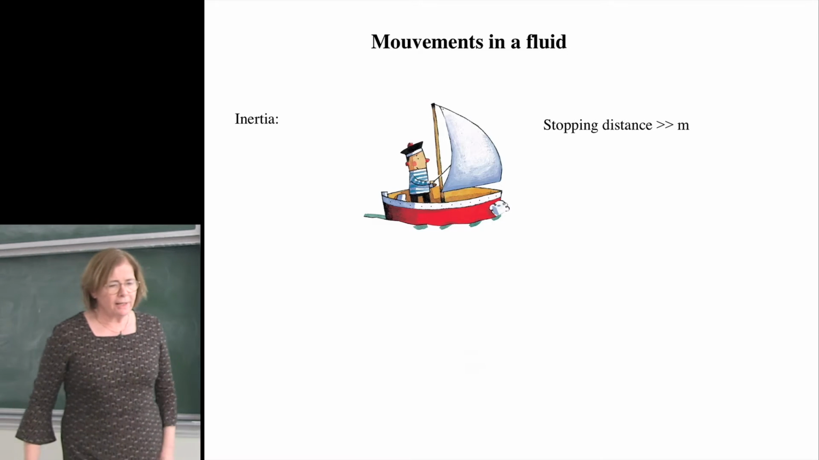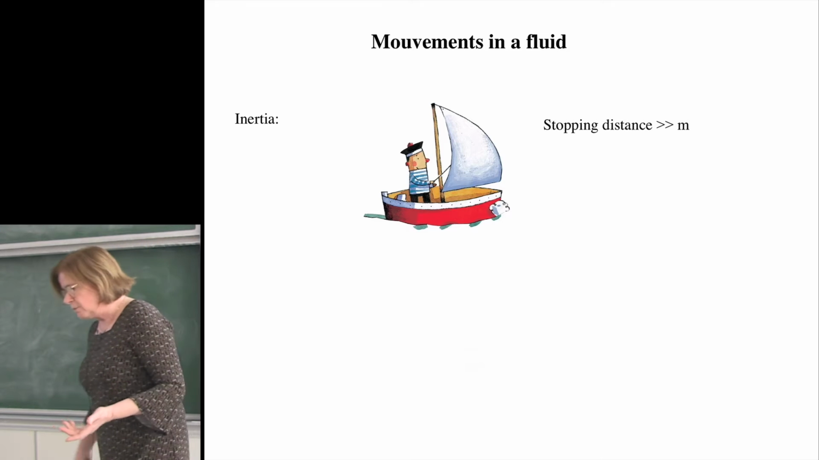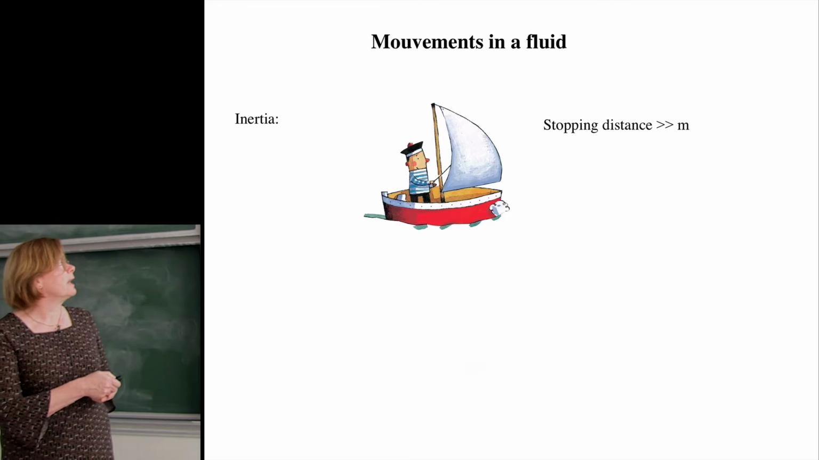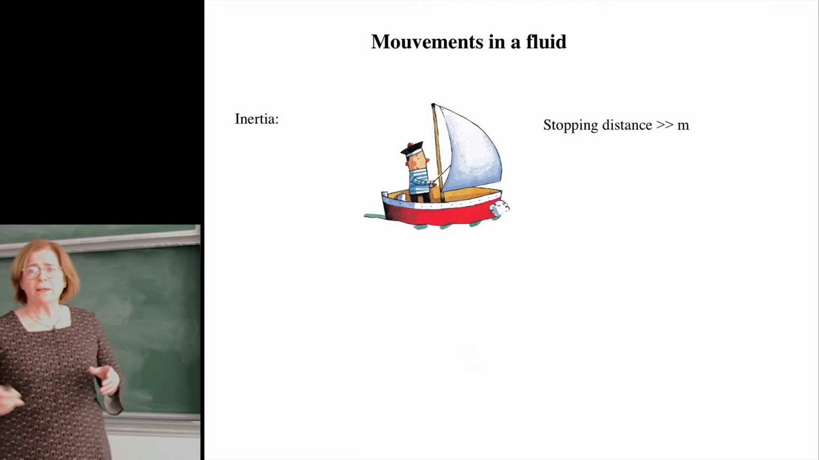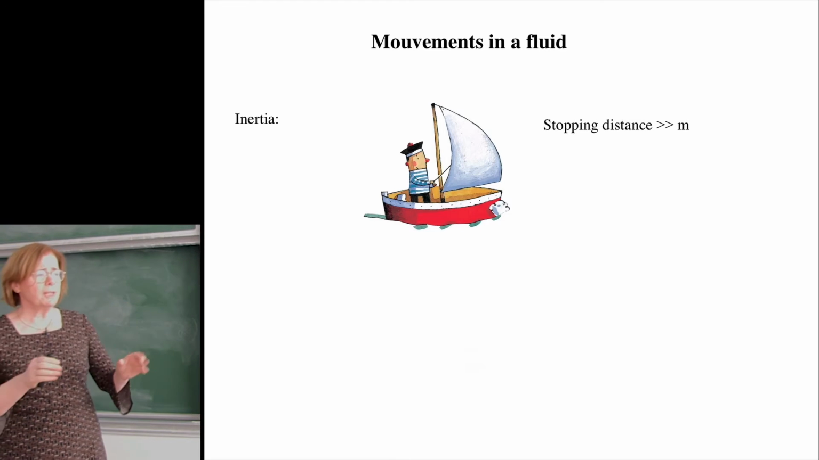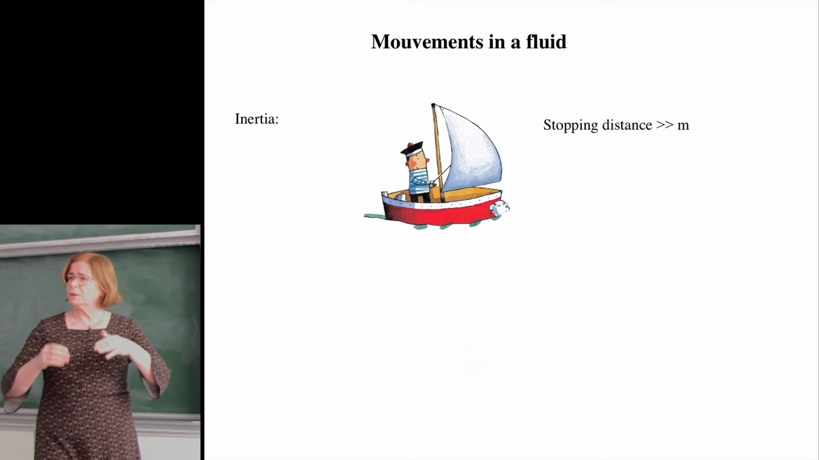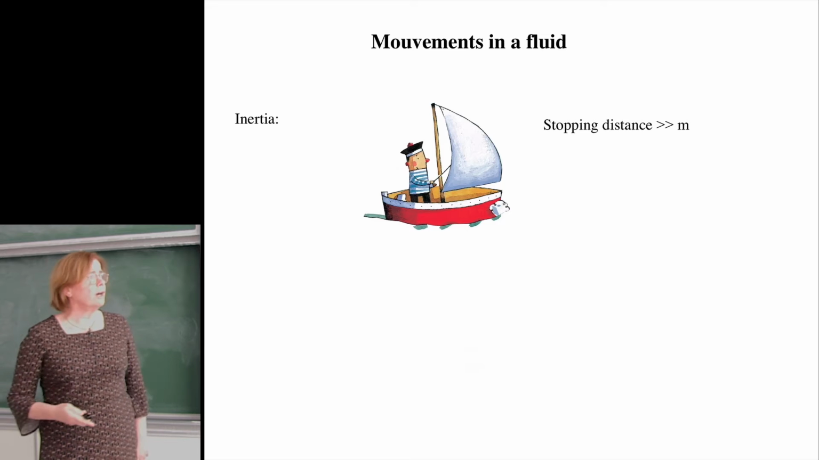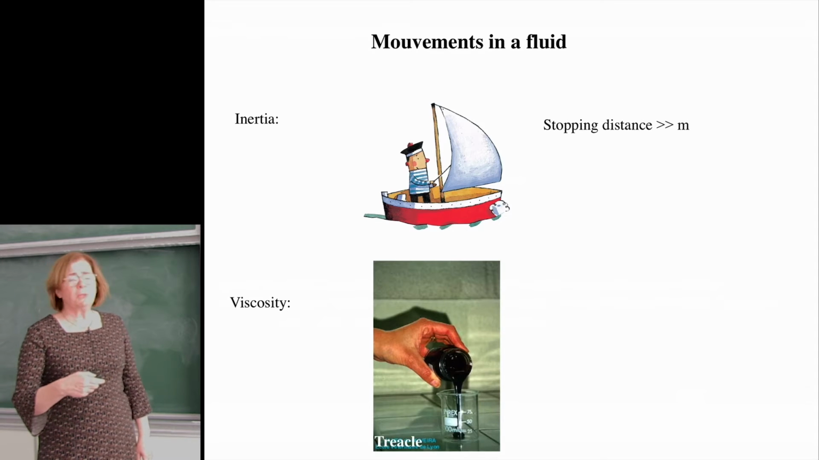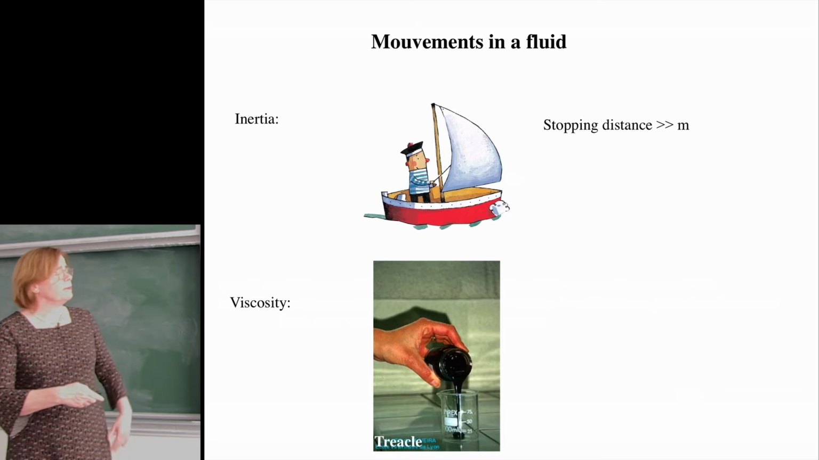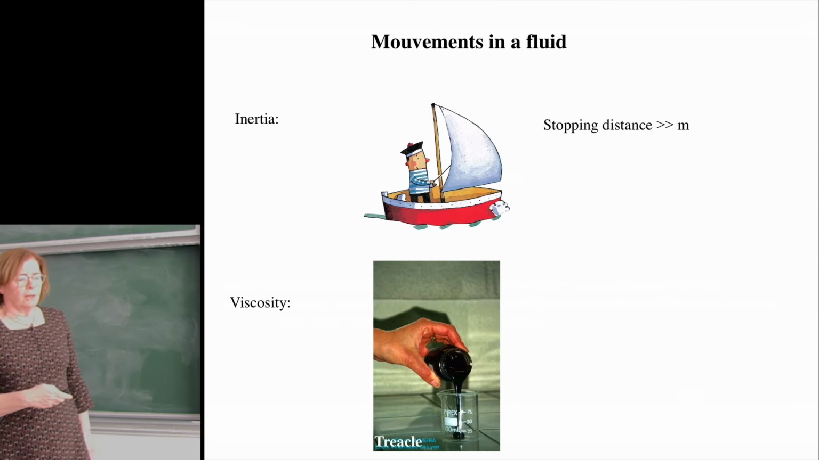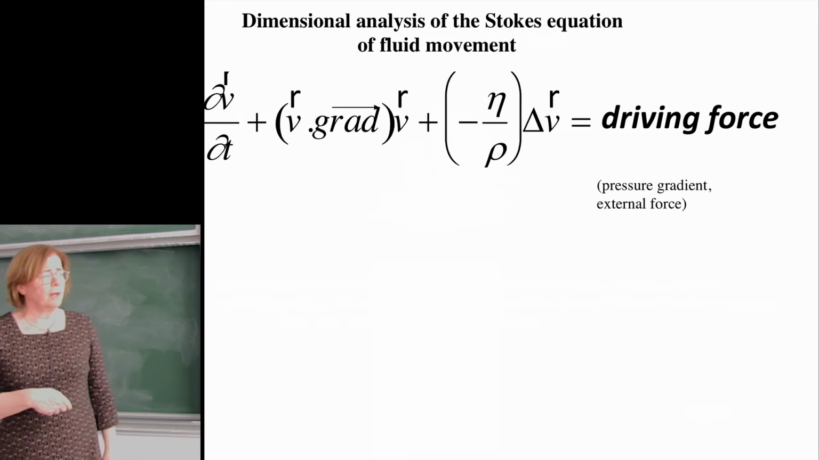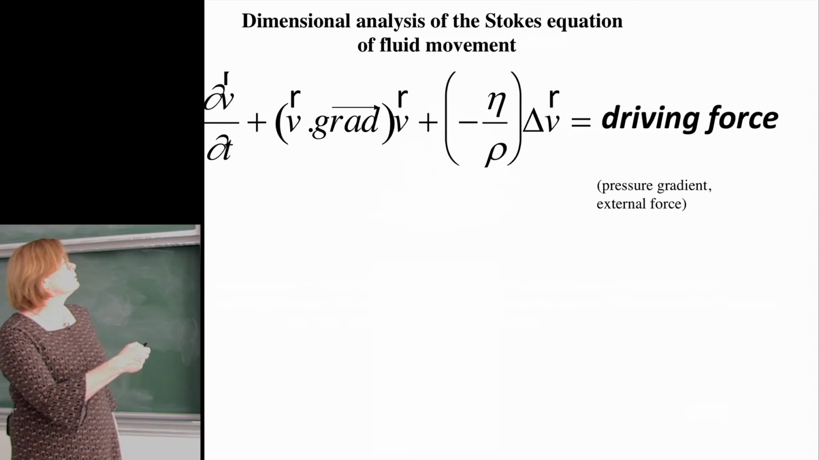So before I start, I'd like to remind you what is the context of movement at the cell scale. You know there is inertia. I think everybody has driven or seen a boat. When you stop the motor, the boat continues to drive. So the stopping distance is very large. If you manipulate something very viscous, then the viscosity goes against the movement.